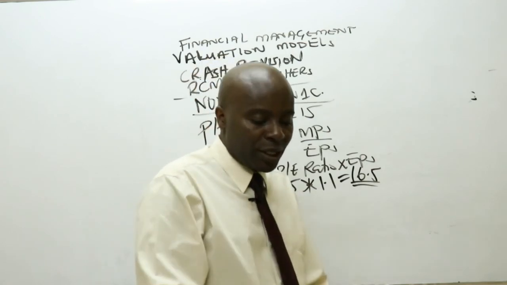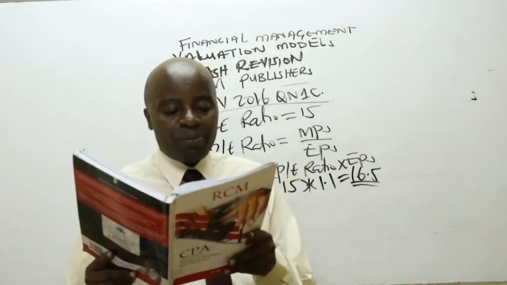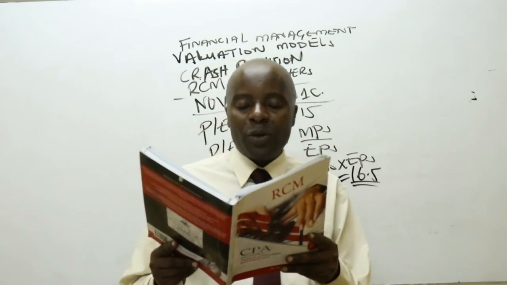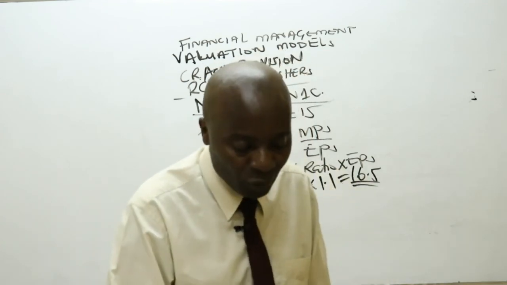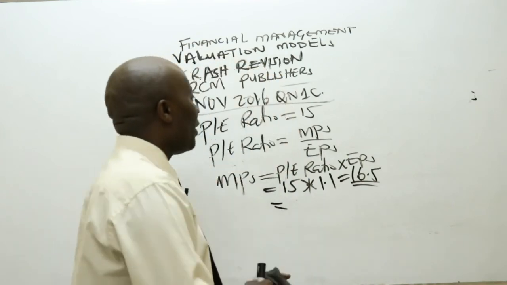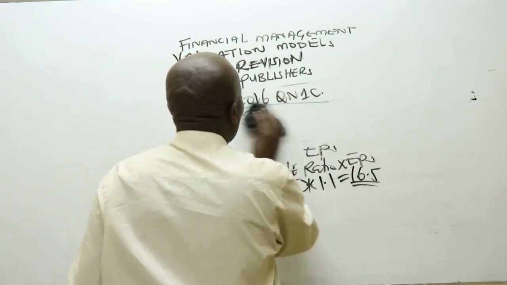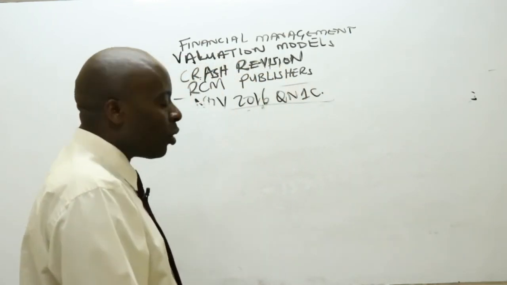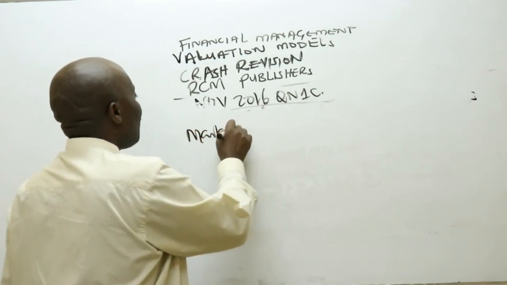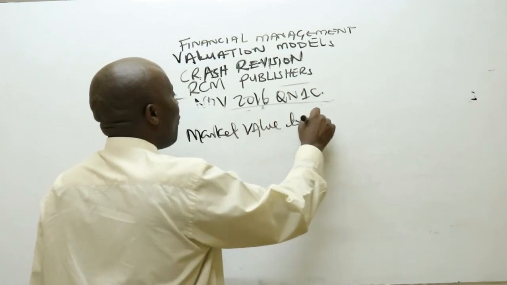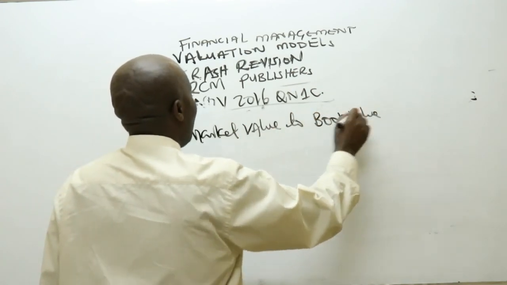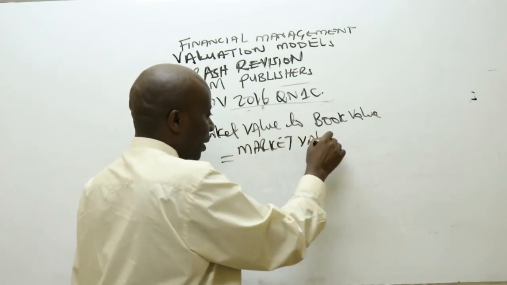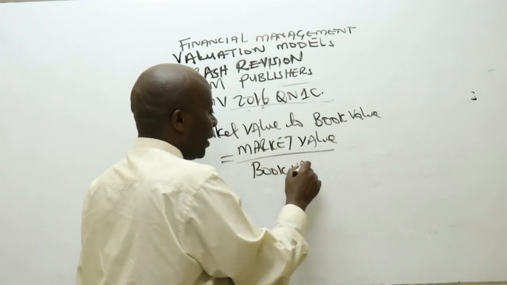Look at number 3 on this particular book, page number 44. They want us to give them the market value to book value ratio. Fortunately, we happen to be having these parameters. So market value to book value will be the same as the market value that we got divided by the book value that we had obtained in Roman 1.